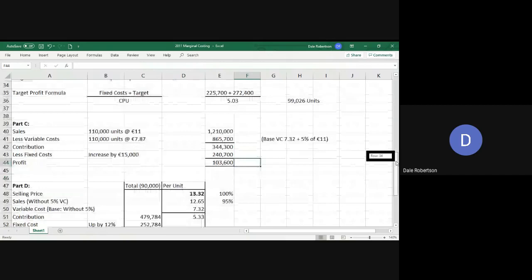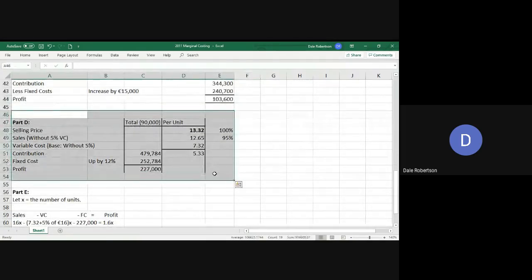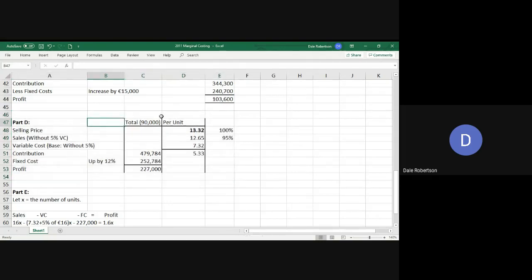Part D of the question asks us, what is the selling price that must be charged in 2011 if fixed costs are to increase by 12%, but the volume of sales and profits remain the same? So if this company's insurance or their rent goes up by 12%, they want to keep the same profit and sell the same amount of calculators. How much must they charge? Probably a bit more. Let's look at this. You set this up with your total and your per unit like we did in the original setup.